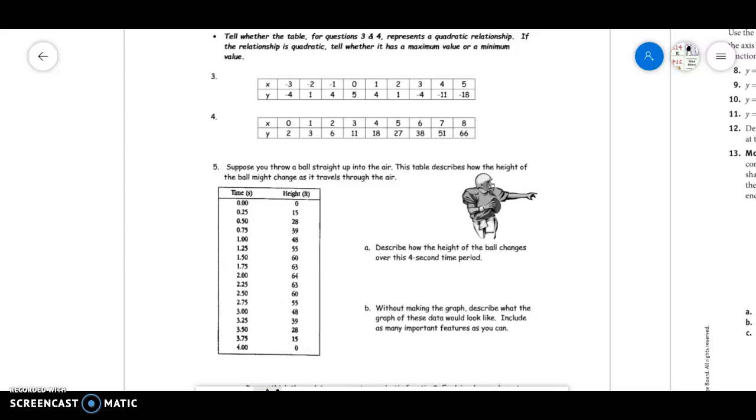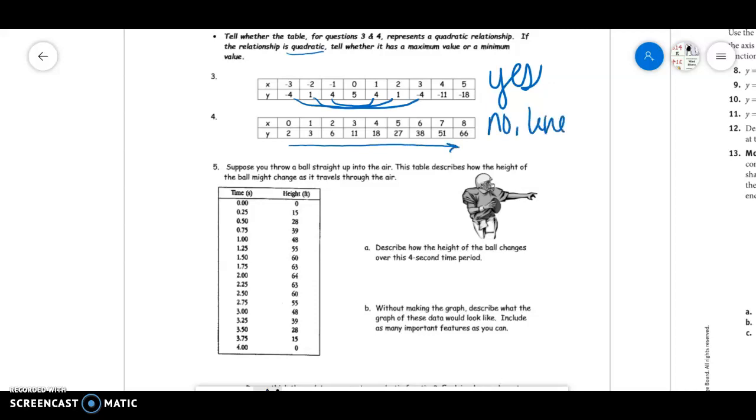3 and 4 asked you to say if it was a quadratic. So remember, when you're looking for a quadratic, you're looking for buddy points. And on number 3, we do in fact have buddy points. So this one was, yes, it was quadratic. This one, however, does not have buddy points, and you can see that this is simply increasing. So this is actually no.